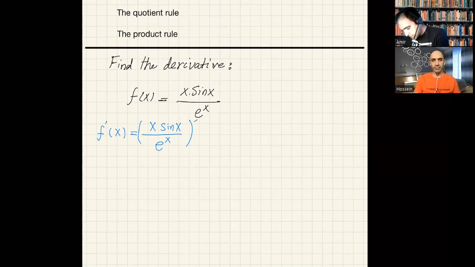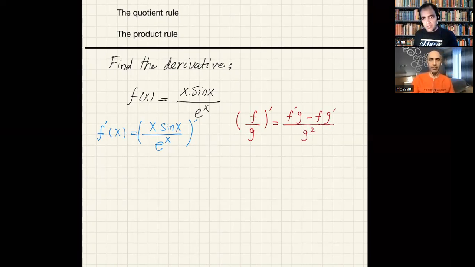Okay, let me write down the quotient rule on this side. When we have a function f over g, where f and g are both in terms of x, the differentiation is with respect to x. The prime notation means the derivative with respect to x. So it's going to be f prime times g minus f times g prime, divided by g squared.